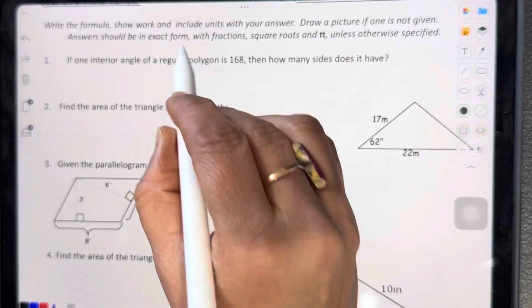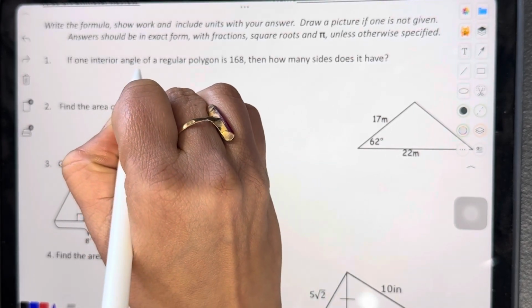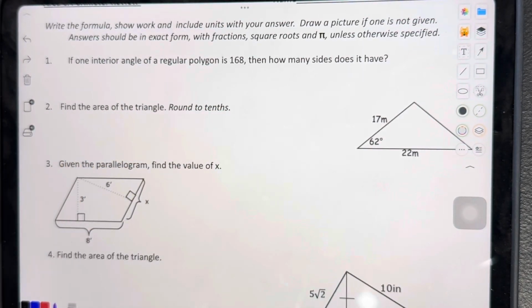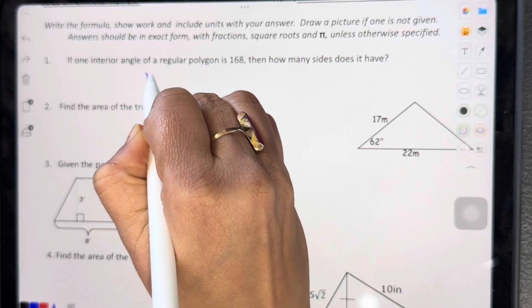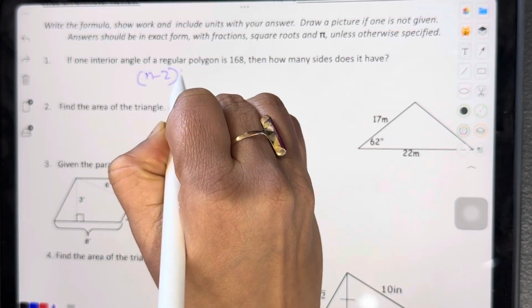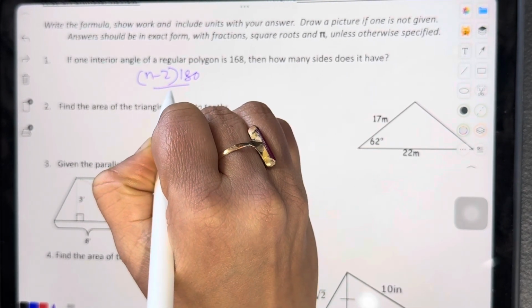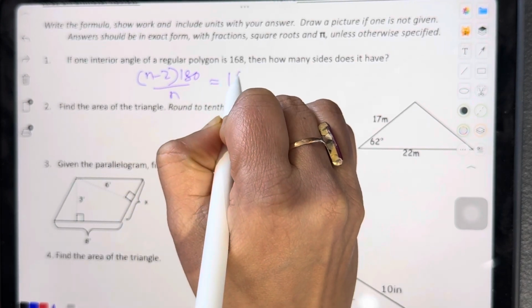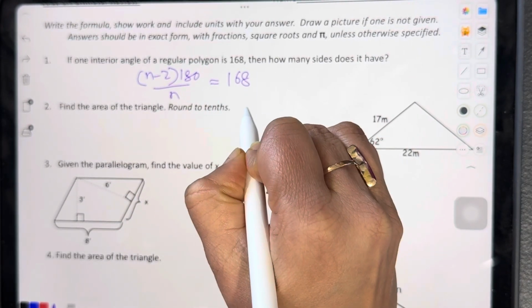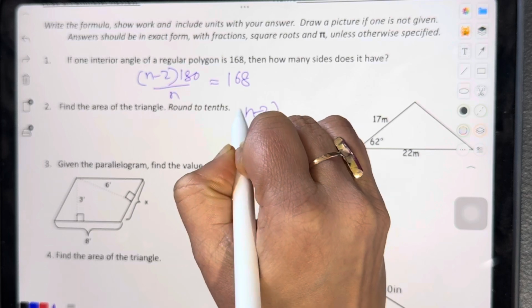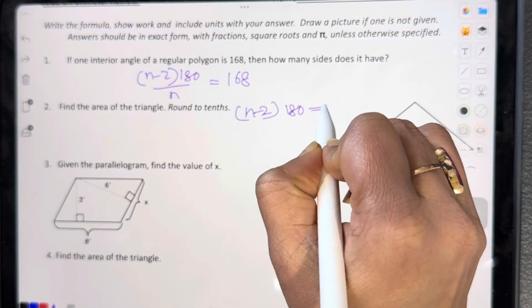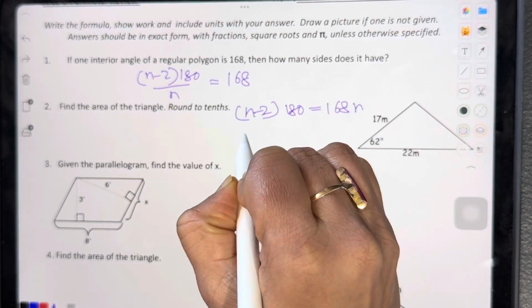So you have each interior angle. What is the formula for each interior angle? You can check my video on interior and exterior angle. It is n minus 2 times 180 divided by n will give you each interior angle. I will cross multiply. So n minus 2 times 180 is equal to 168 times n.